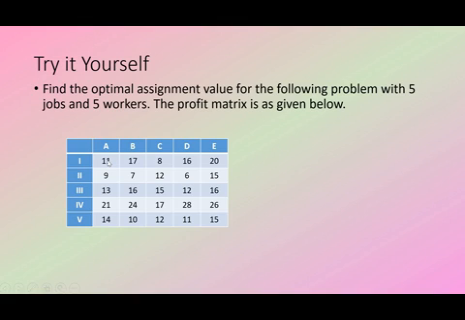Fine. Good. So the matrix is 11, 17, 8, 16, 20, 9, 7, 12, 6, 15, 13, 16, 15, 12, 16, 21, 24, 17, 28, 26, 14, 10, 12, 11, 15.